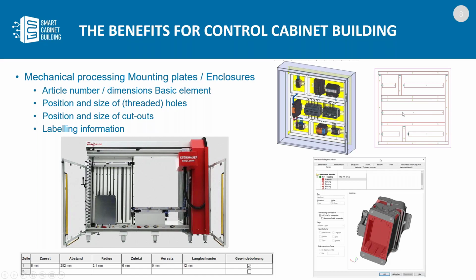Where are the drill holes and the cutouts? So for doing drill holes and cutouts, you need the article number, and with the article number, the dimensions, and just some information about drill holes and cutouts. So very little data for a good first step of starting into the automation in the cabinet building.